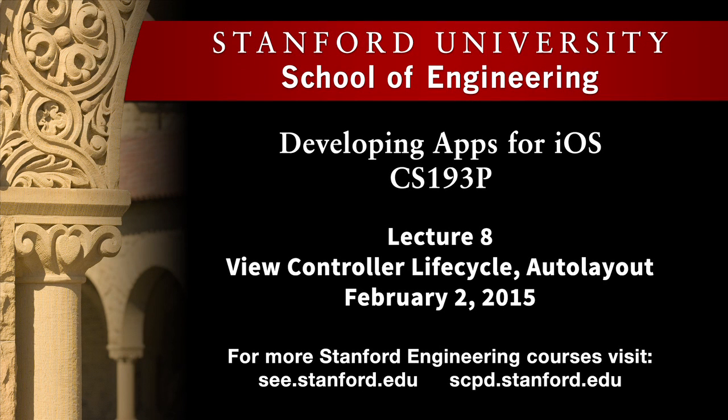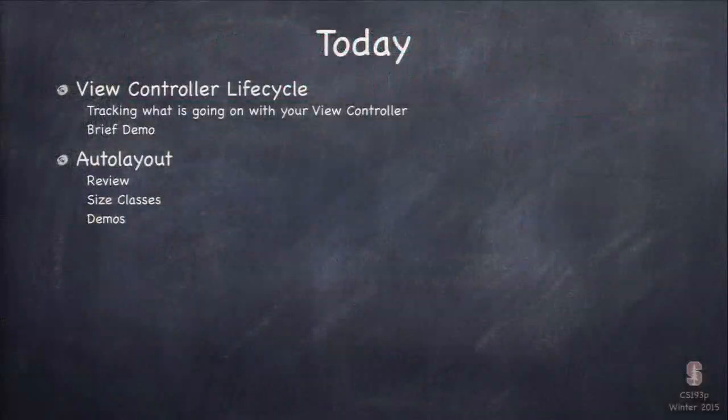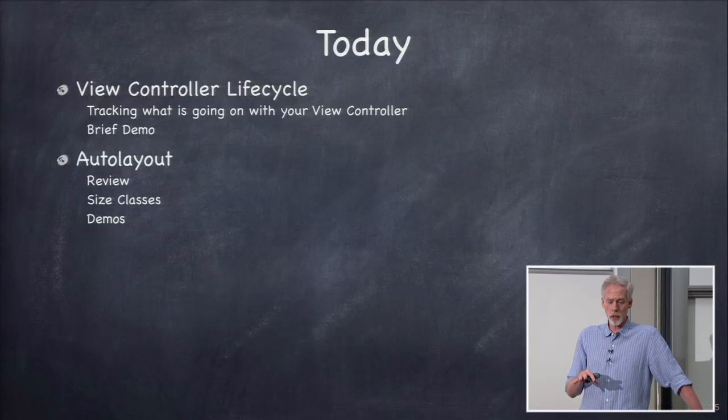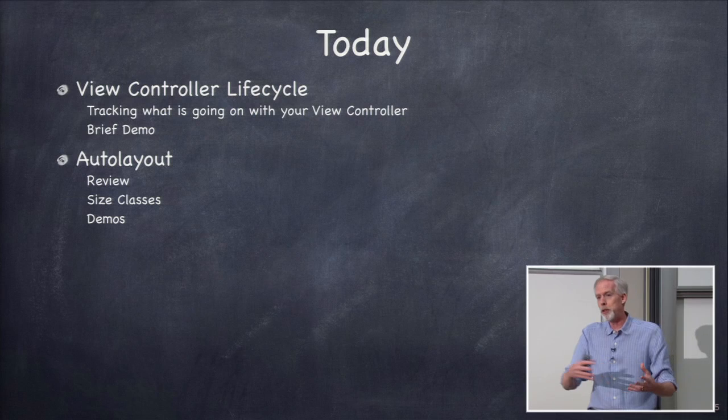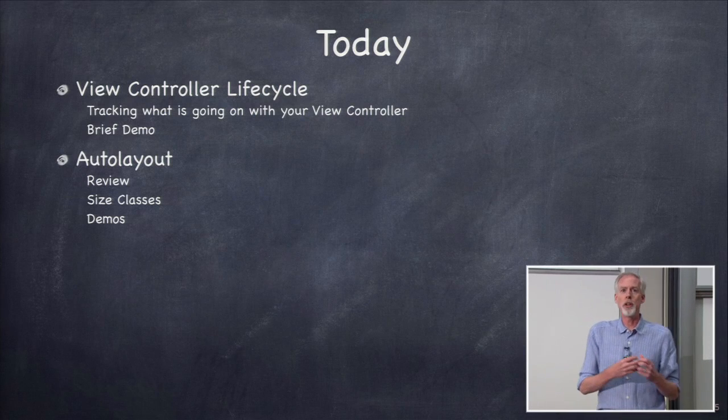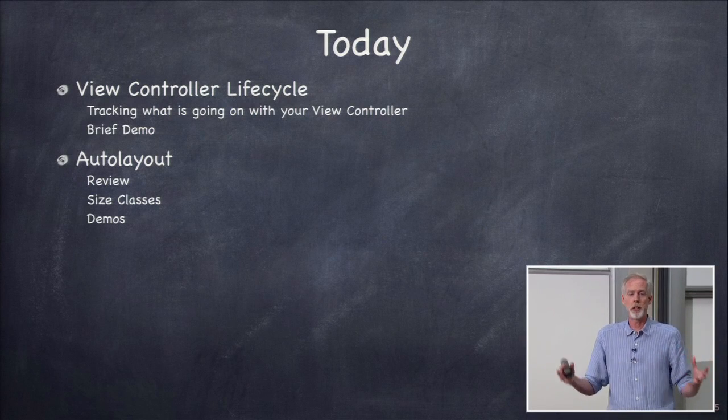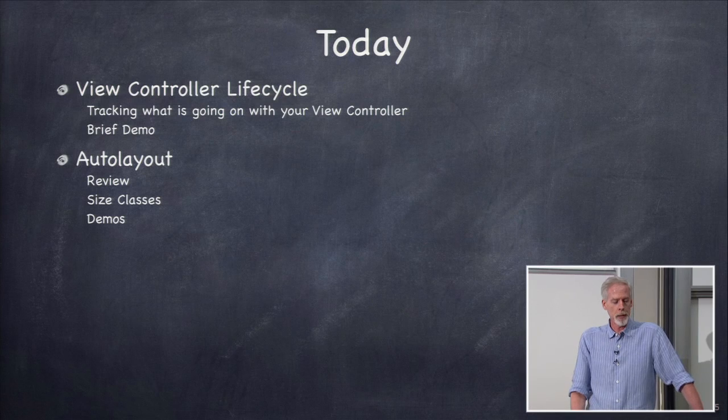Okay, well, welcome to lecture number 8 of Stanford CS 193P, winter of 2015. Today we have two major topics we're going to talk about. One is view controller lifecycle, which is your view controller gets born, it lives and does a lot of things, and then it dies. And so you want to be able to find out about all those things that are going on, and you can. I'm going to have a brief demo about that, and then we're going to go into auto layout.